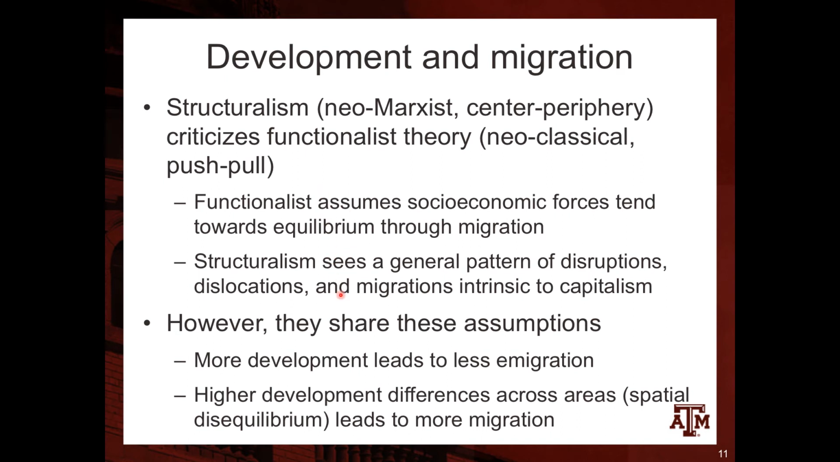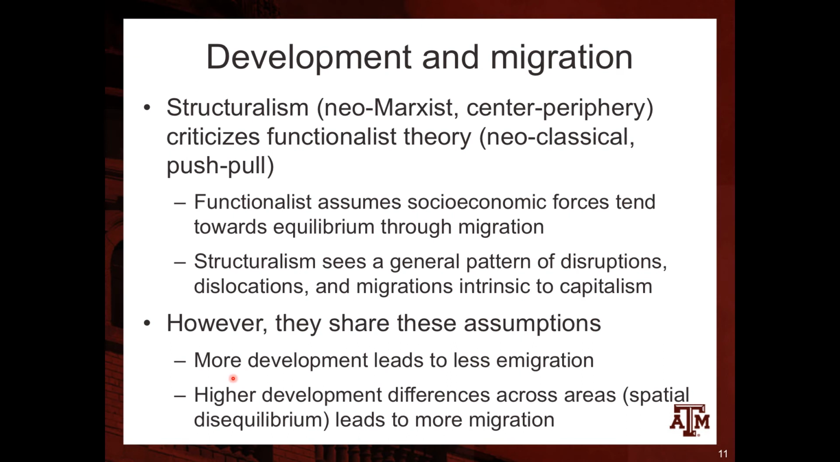But even though they have different explanations for why migration is happening and how migration will stop, whether because it tends to an equilibrium, or because in the future capitalist society or some other form of society will have fewer disruptions, although these theories have different explanations about why migration happens, they do share some common assumptions that they agree upon.